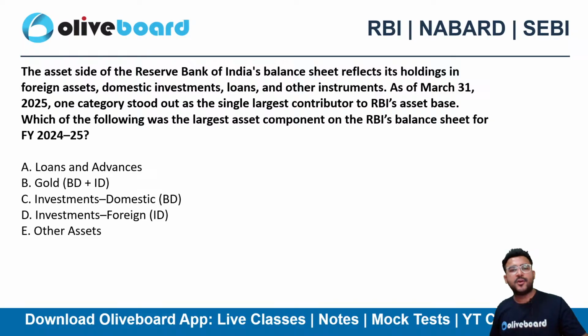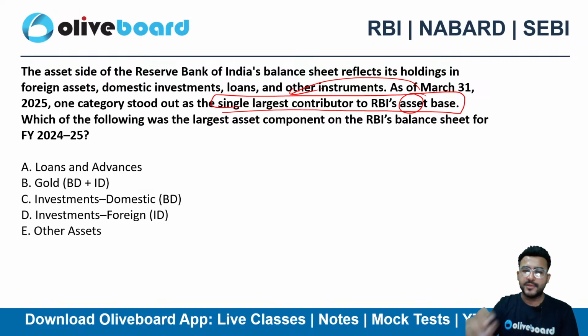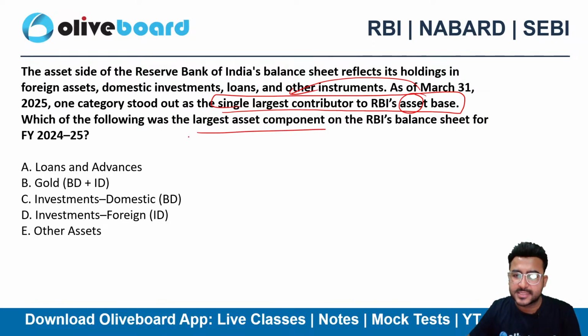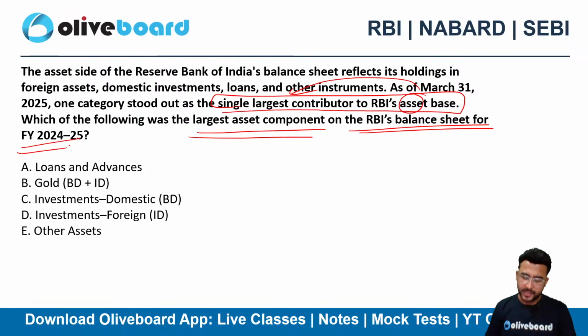Next, the asset side of the RBI balance sheet reflects its holding in foreign assets, domestic investments, loans and other instruments. As of 31st March 2025, one category stood out as the single largest contributor to the RBI's asset base. Which of the following was the largest asset component on the RBI's balance sheet for financial year 2025?